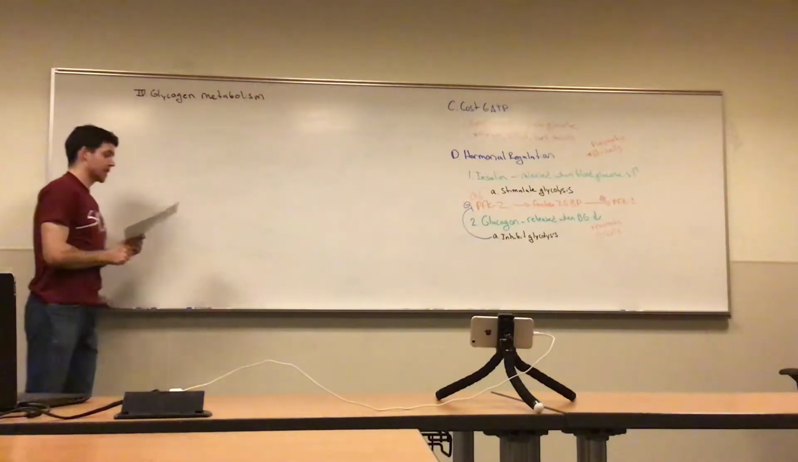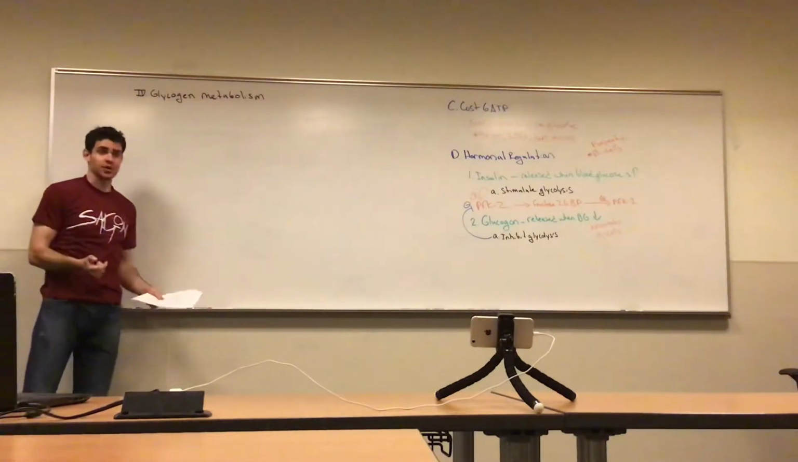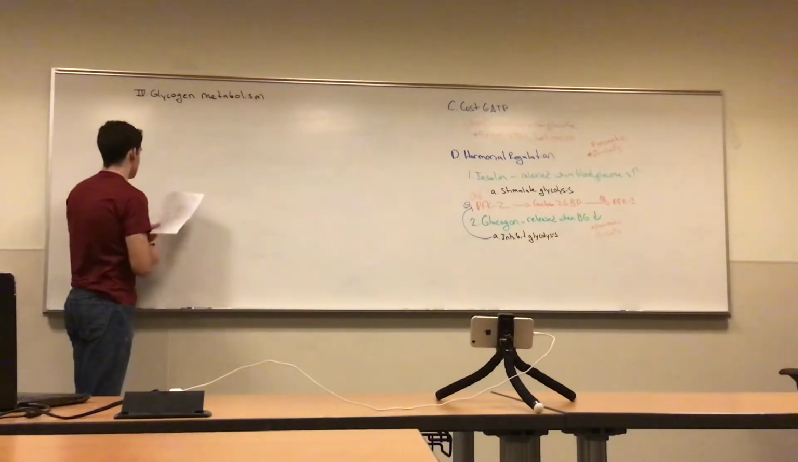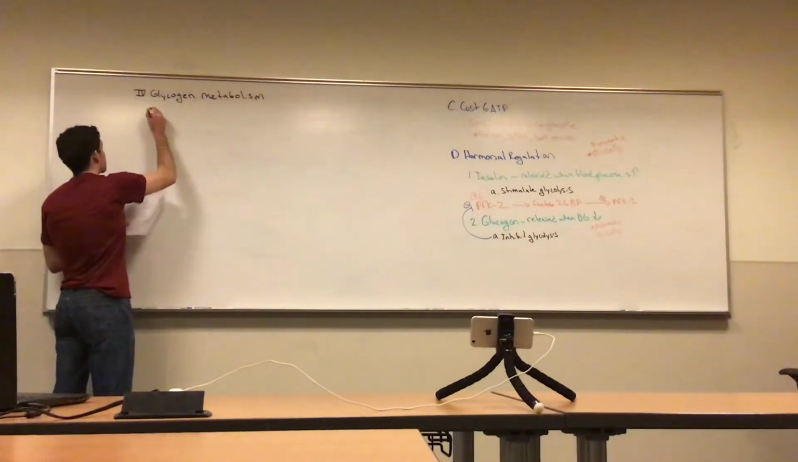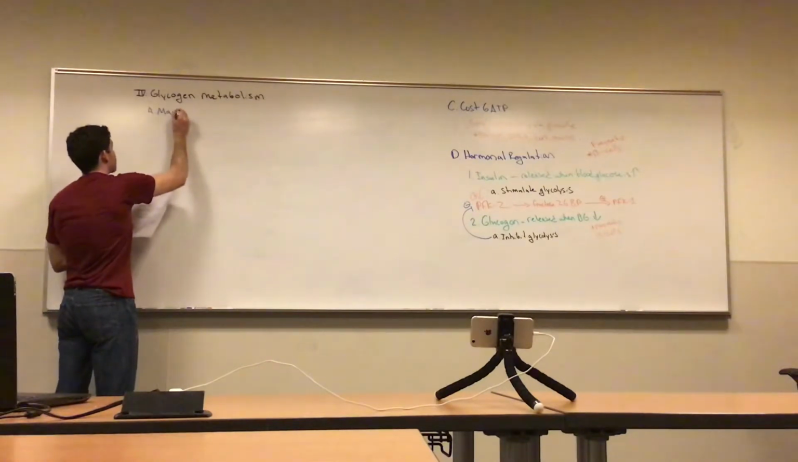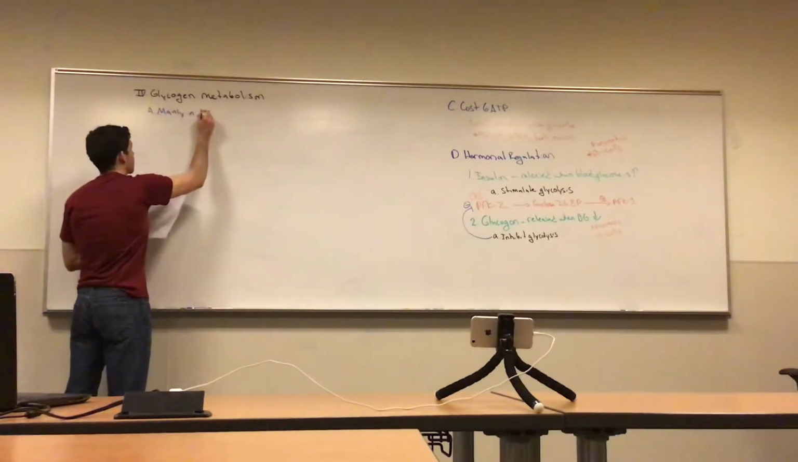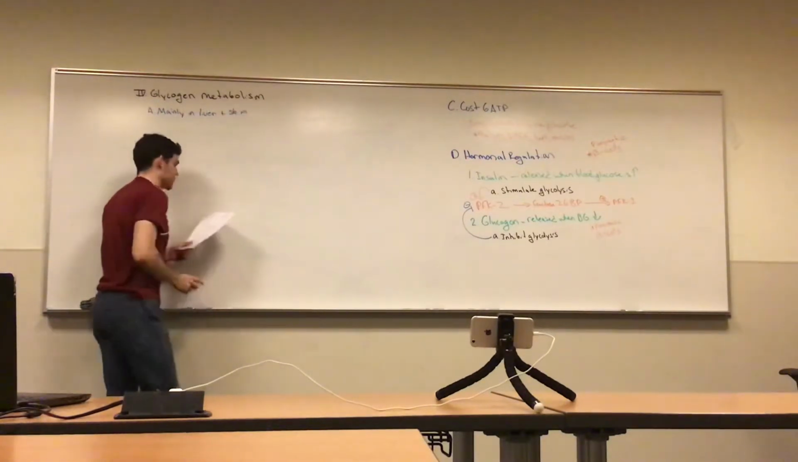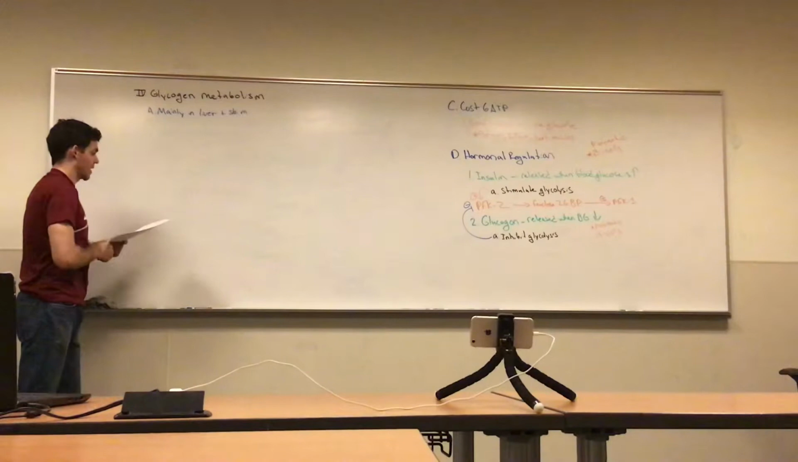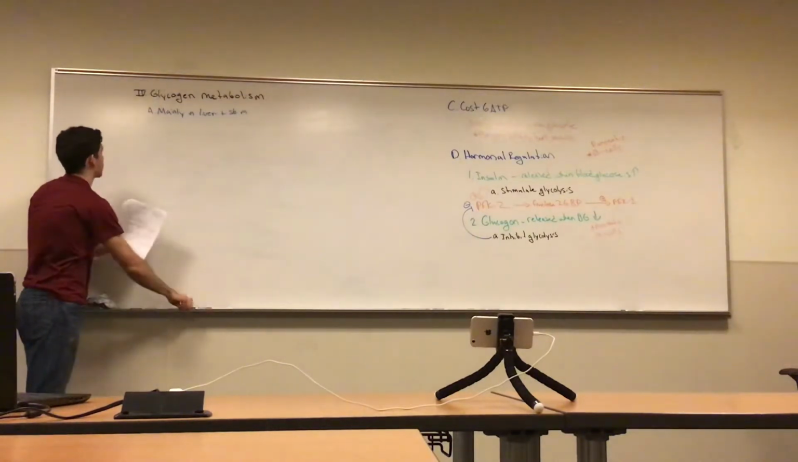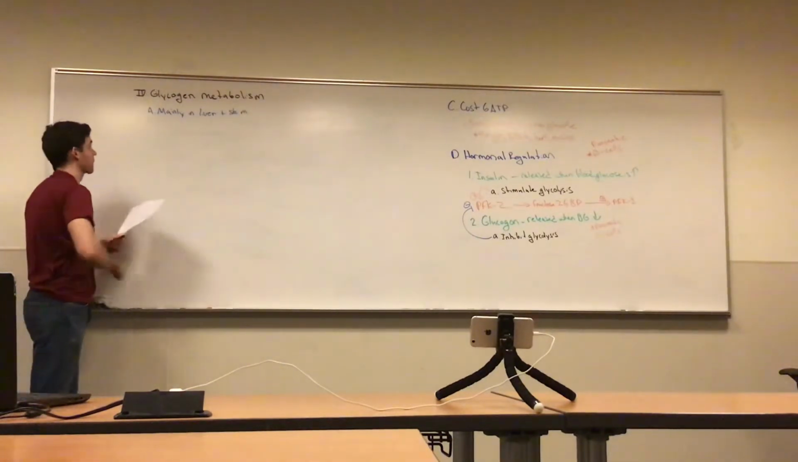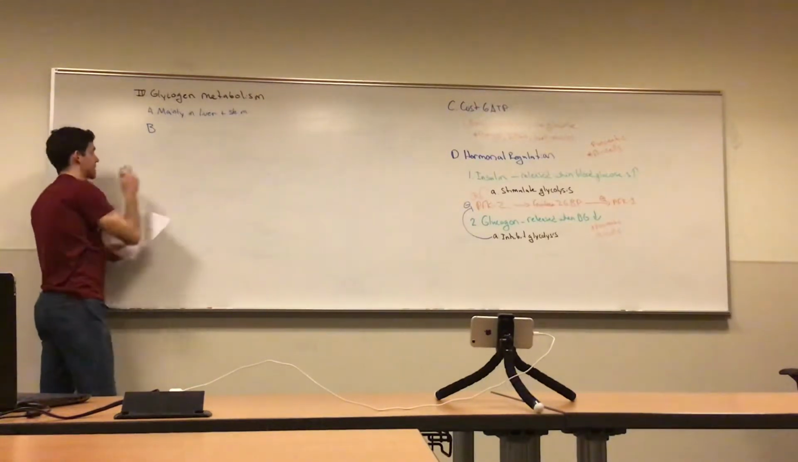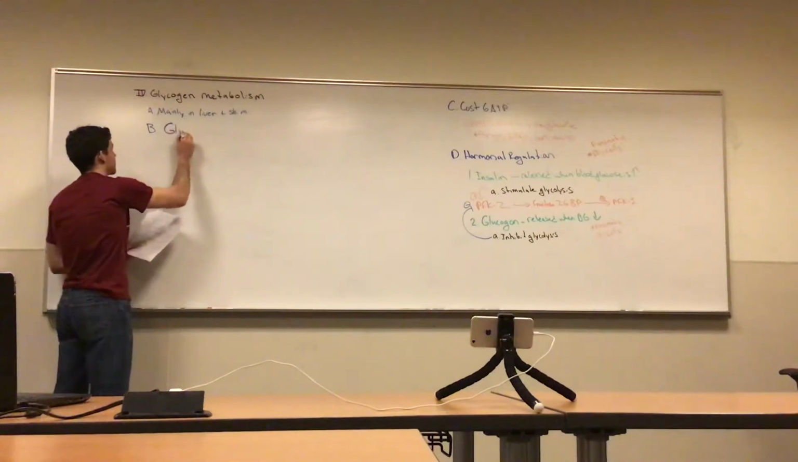So glycogen, remember, is just a string of glucose stored mainly in liver and skeletal muscle. And we have to know how you make it and how you metabolize it. So making it is called glycogenesis.